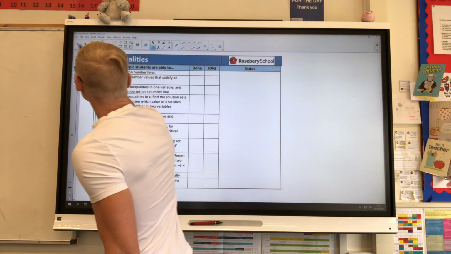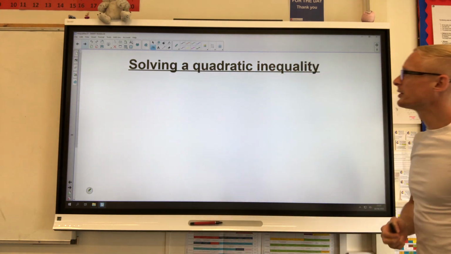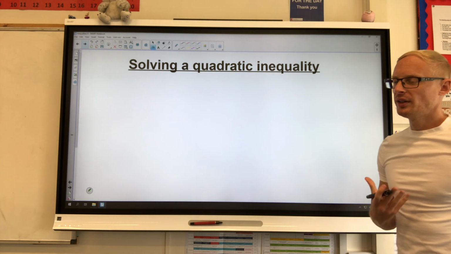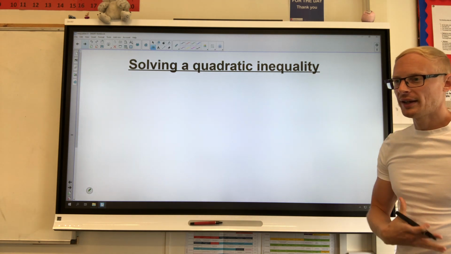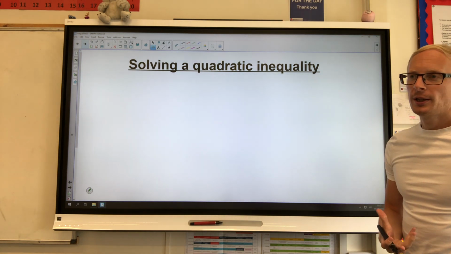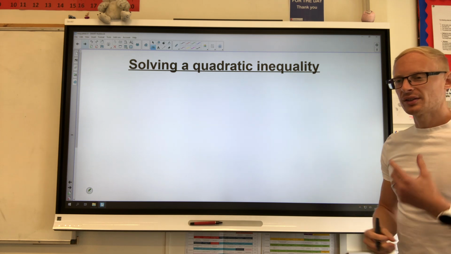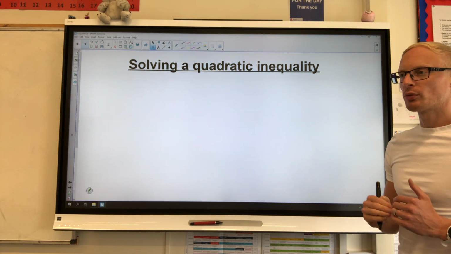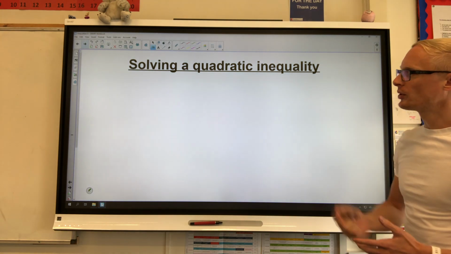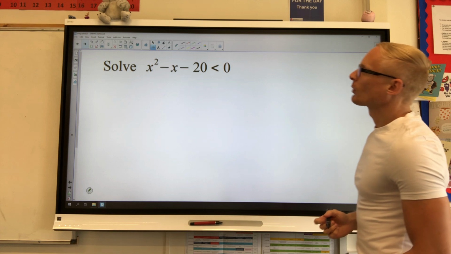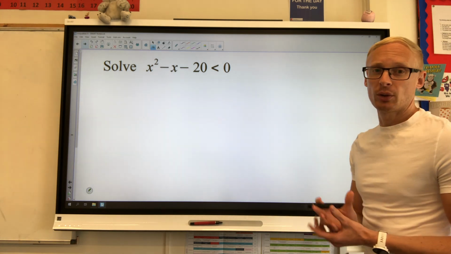So, your title will be Solving a Quadratic Inequality. As I said in a previous video, this topic is generally around grade 8, grade 9. But as long as you are comfortable with factorising and solving and sketching, there's not too much more to understand to be able to answer one of these questions. So what we're looking at is this: you've got to solve this quadratic inequality.